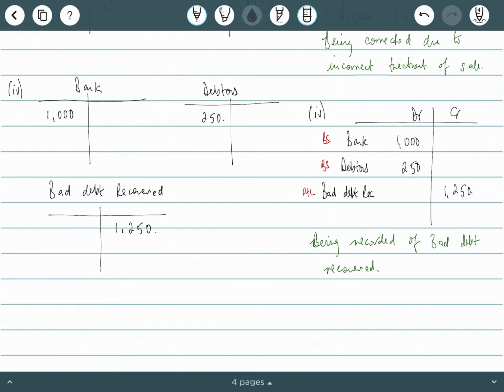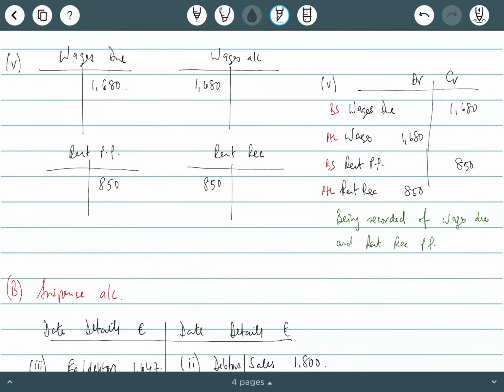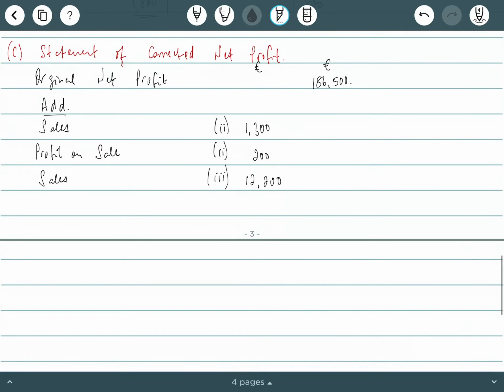Let's go to working 4. Yes, bad debt recovered, P&L 1,250. What was that in regards to? Oh, bad debt recovered.